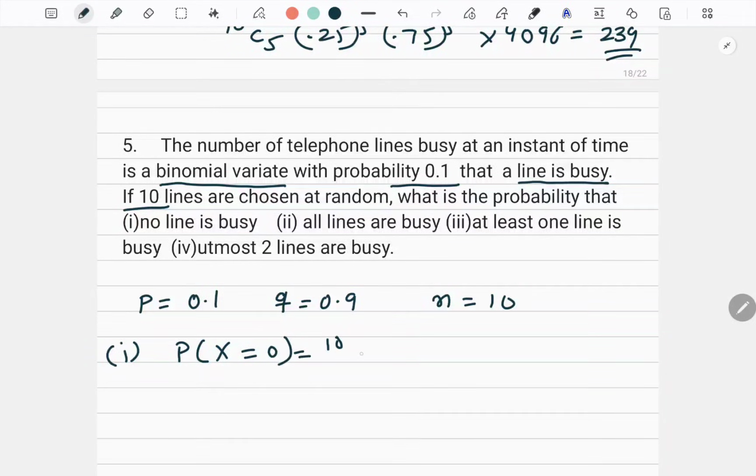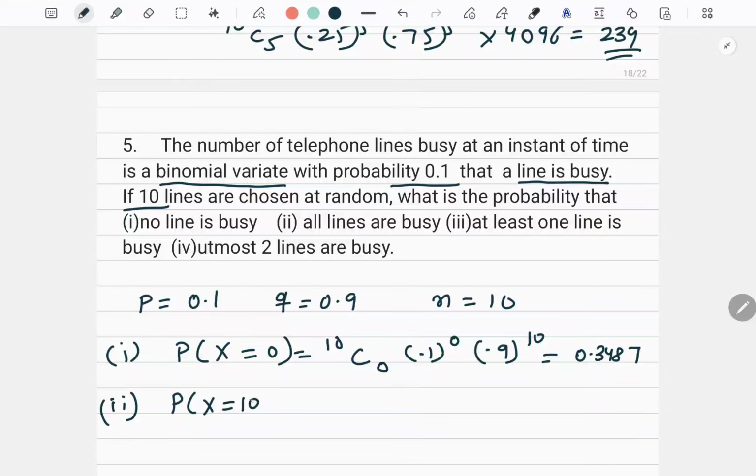So nC0, P to the power 0 and Q to the power 10. Correct? So you have to just put the values over there. When you use your calculator and solve this, this will be 0.3487. Now the second one is all lines are busy. So when I am saying all lines, how many lines are there? There are 10 lines, so x is equal to 10. So 10C10, 0.1 to the power 10 and 0.9 to the power 0. So the answer will be 0.1 to the power 10.